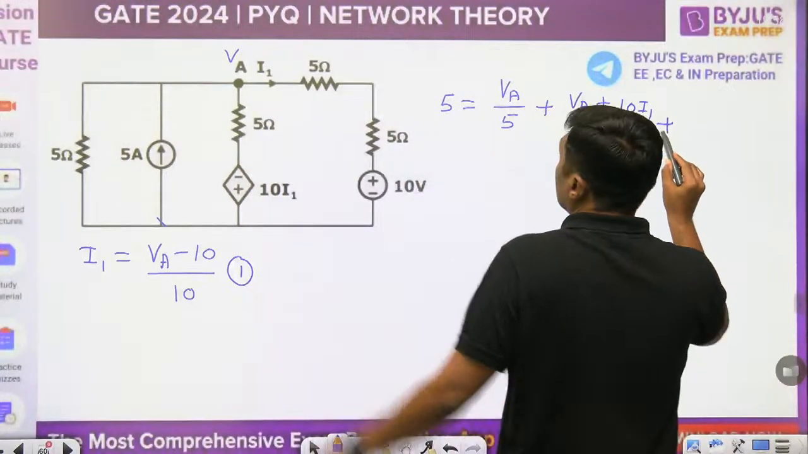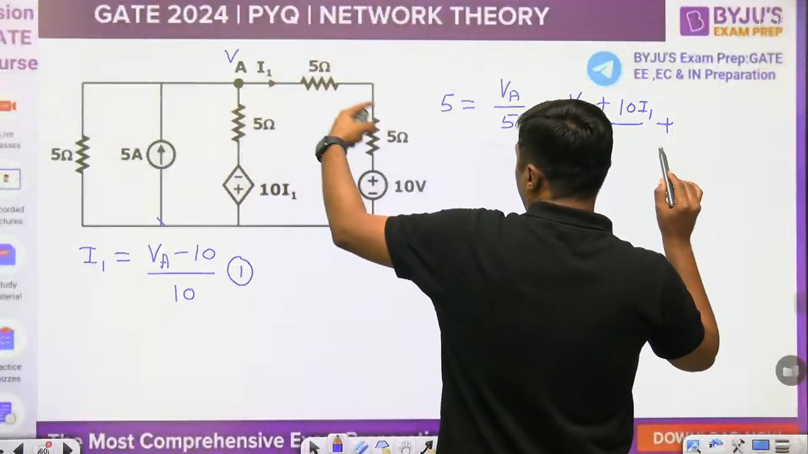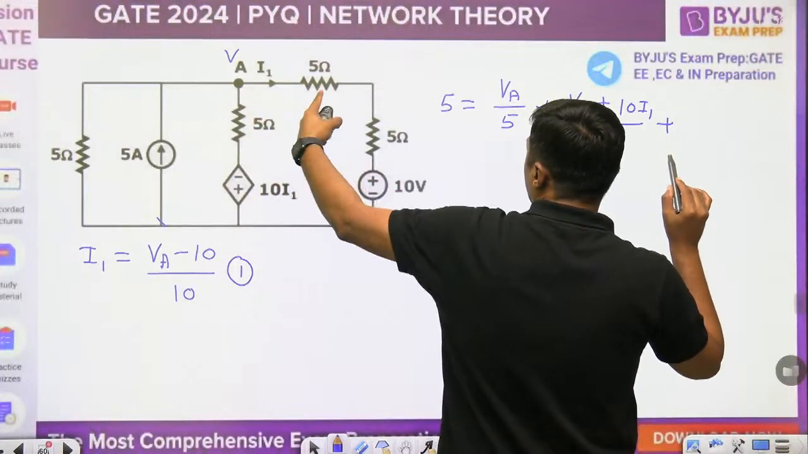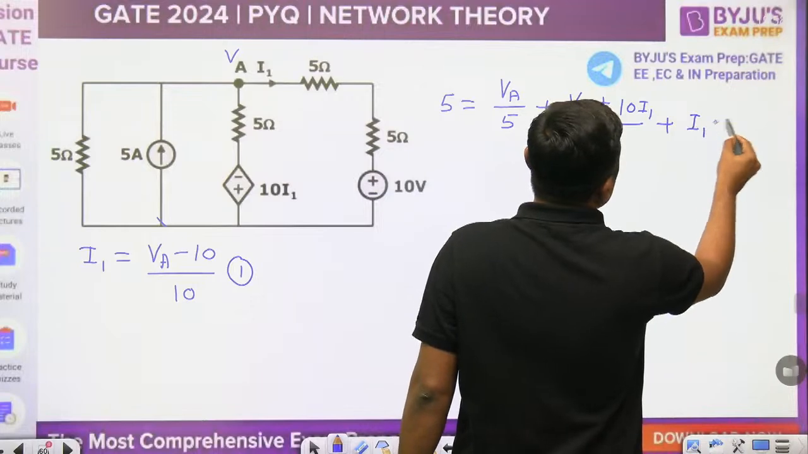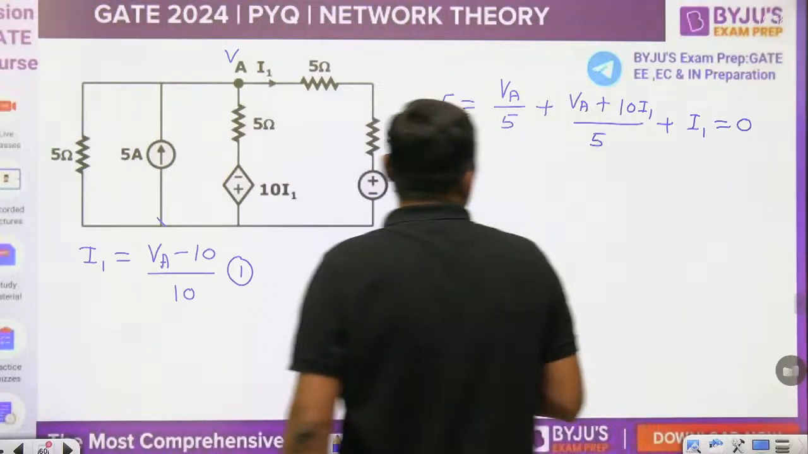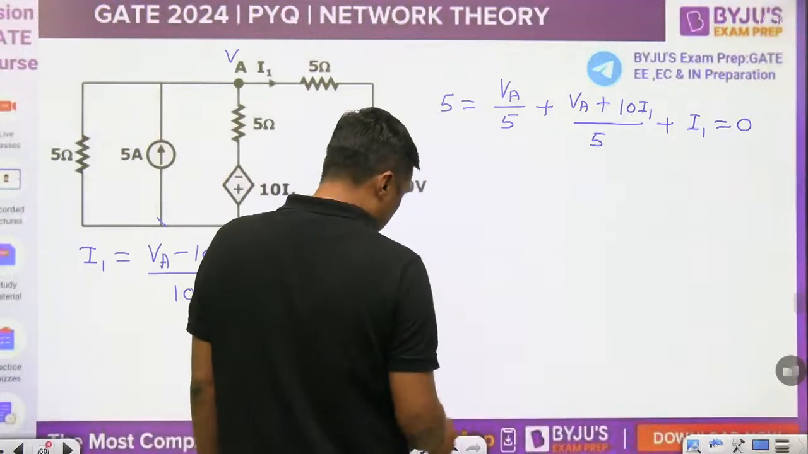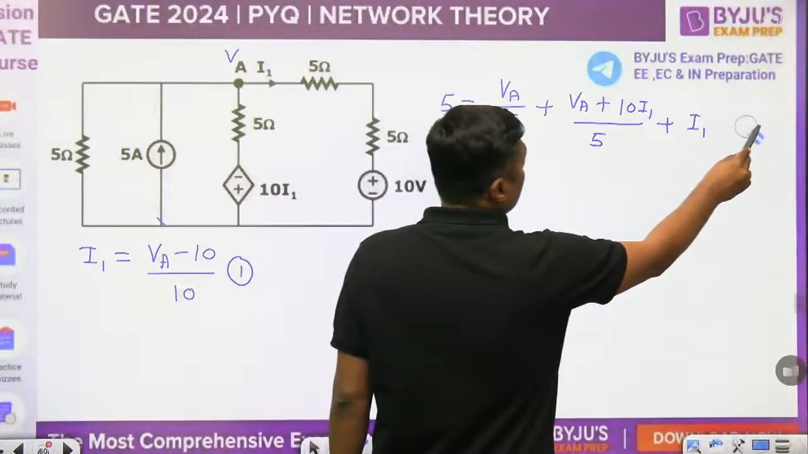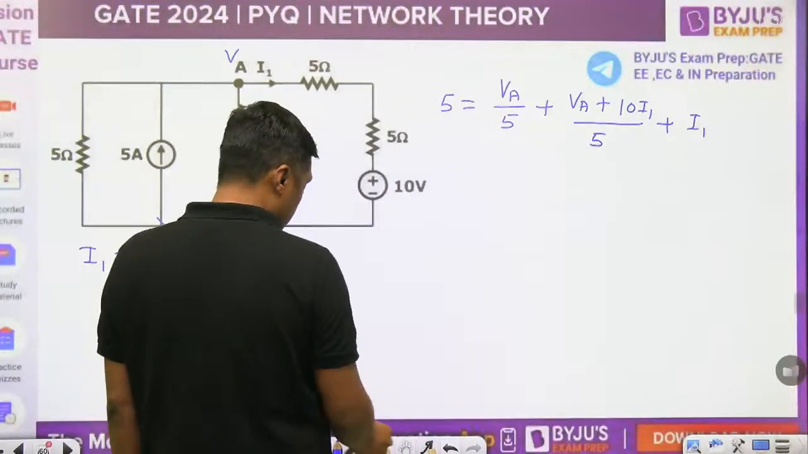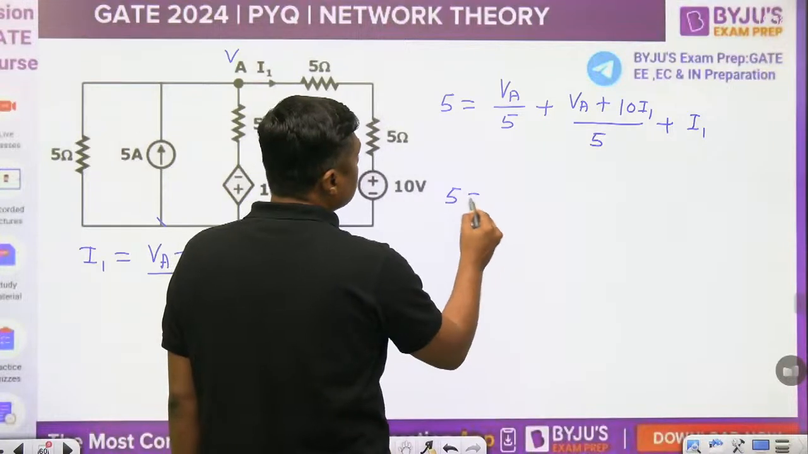Plus, what is the outgoing current? Already we have calculated it, so directly you can write the outgoing current: I1 is equal to 0. It will save your calculation. Now this is already equal to 5. No need to write the 0 because it is 5. You can take 5 as an LCM.